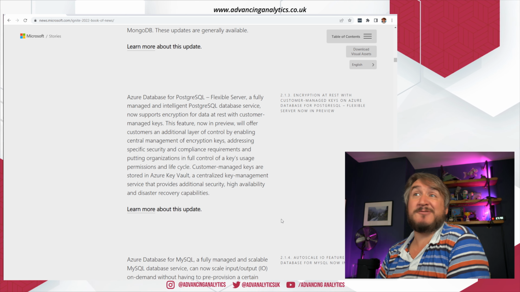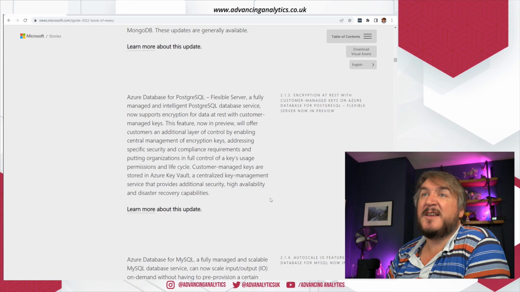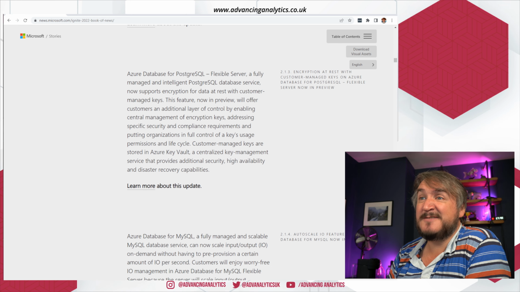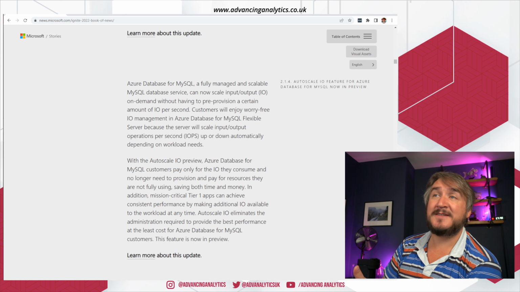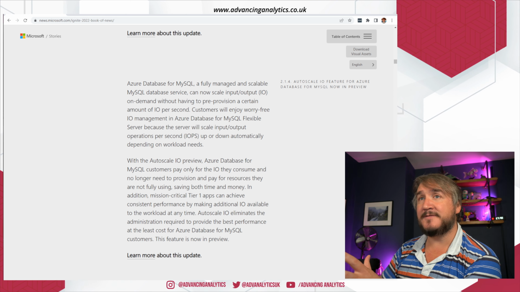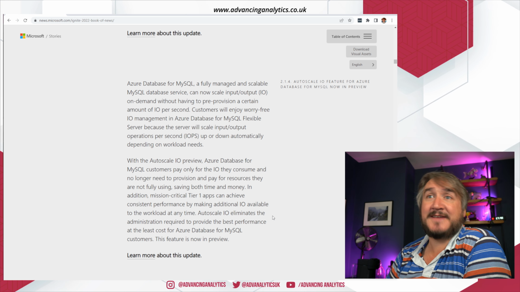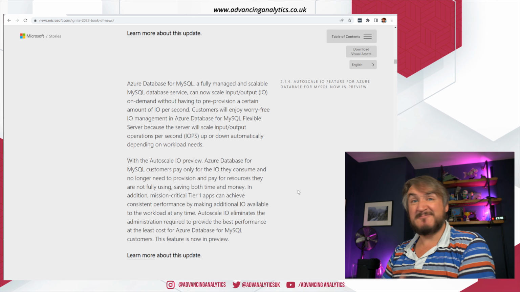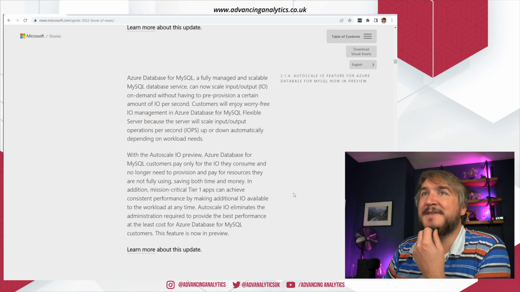But you're now getting better encryption: encryption at rest, customer managed keys, that kind of thing. So again, just a slight improvement of the service. We're also seeing Azure Database for MySQL get things like autoscale, autoscaling mainly the I/O, the disk writing, just to get over some scale bottlenecks and allow you to scale even better. So again, just nice features, nice improvements. Not really on my analytics side of the fence.